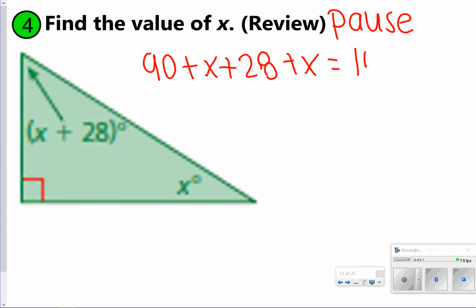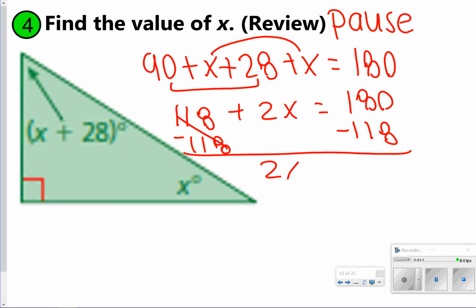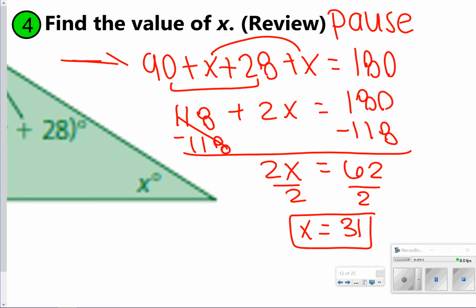Okay, so the equation I wrote was 90 plus x plus 28 plus x. And I'm trying to solve for x here, so I'm going to set all that equal to 180. The first thing I'm going to do is combine like terms. 90 and 28 give me 118, and both of these x's give me 2x, still equal to 180. I'm going to subtract the 118 first from both sides to get x all by itself. So I'll have 2x is equal to 62, and then I'm going to divide both sides by 2 so that x is equal to 31.